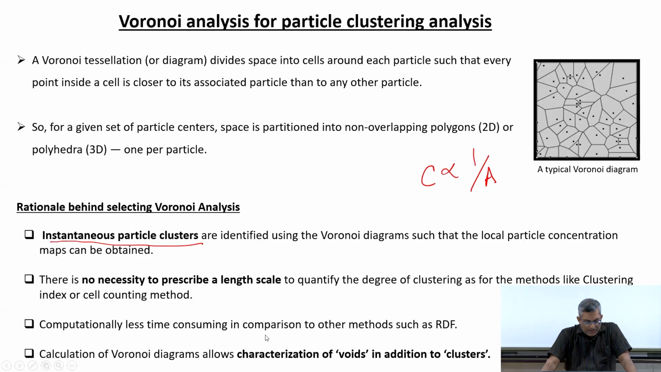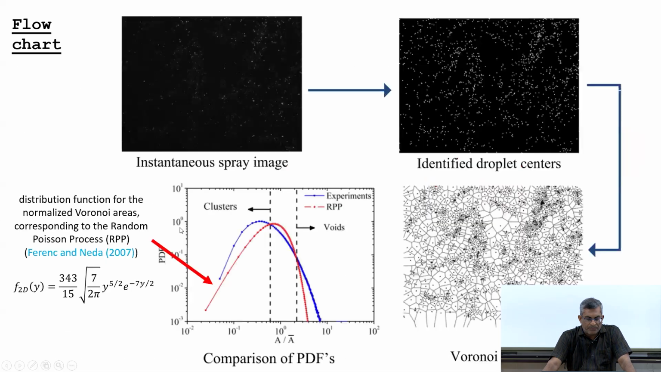Then it is computationally less time consuming, and calculation of the Voronoi diagram also allows characterization of voids in addition to clusters. In the previous analysis we did not talk about voids at all, but here you can characterize voids as well. So, let us see how we do this.